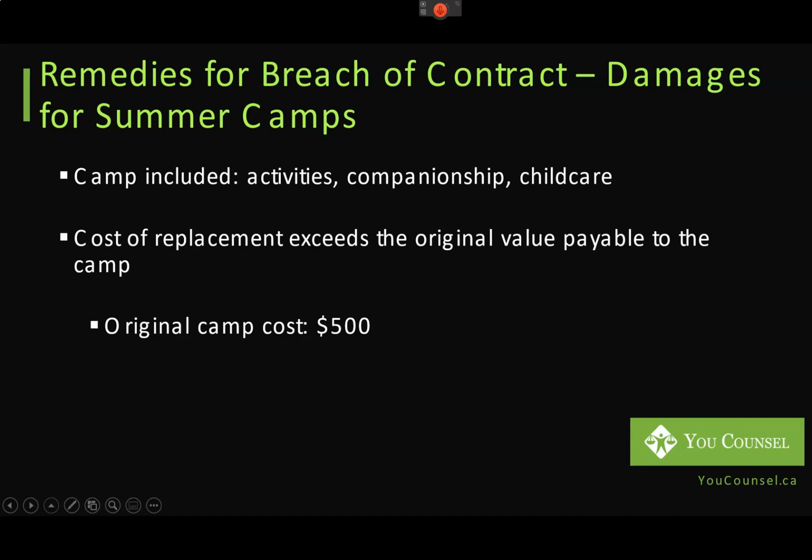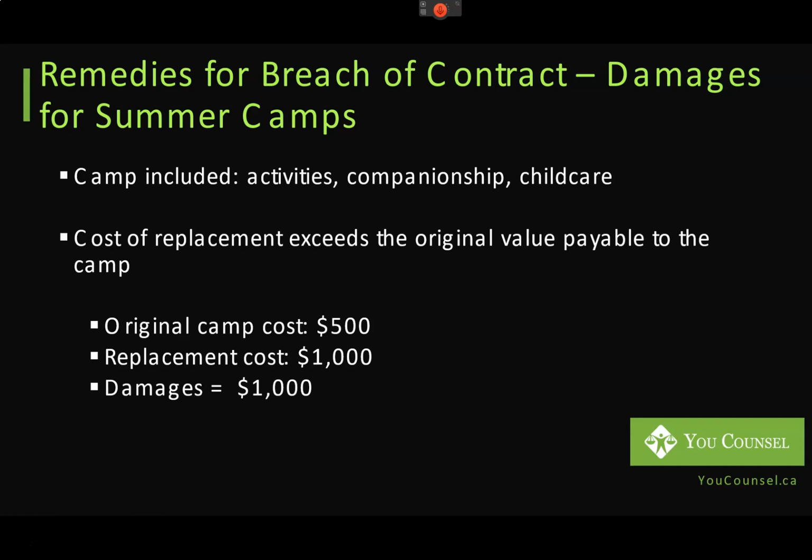So you will incur certain costs for replacing those things that were being performed or ought to have been performed by the summer camp. Now, let's say the original camp cost was $500 for a week-long camp, and now you have to replace that because the other party has breached the contract, and that costs you $1,000. It could be for childcare, could be for anything else, but replacing the activities, the function of the camp that was supposed to be provided. So in that scenario, your damages are not $500, your damages are $1,000. So they are exceeding the value of the money that you have paid or were supposed to pay for that contract.